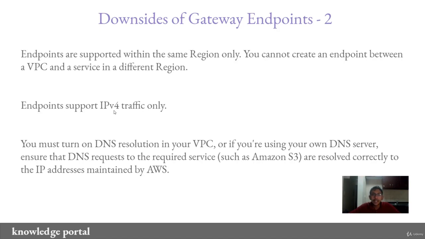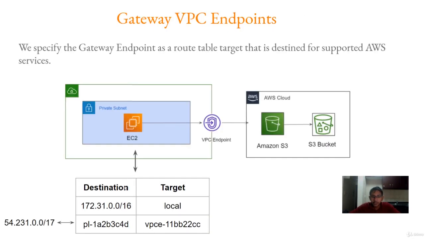Second is that the endpoint supports IPv4 traffic only. And the third one is that you must turn on the DNS resolution in your VPC, or if you're using your own DNS server, ensure that the DNS requests to the required services such as S3 are resolved correctly to the IP address maintained by AWS. Now this is important primarily because the destination in your route table is associated with a specific CIDR. So if your DNS server is not giving you the resolution, so when you try to connect to the S3 endpoint and it is giving you a different IP address than the one that is part of this specific destination, then the overall routing will not work.